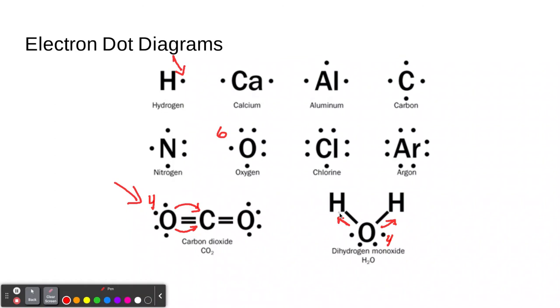So we are going to cover compounds and molecules and bonding very shortly in the upcoming videos. But those are valence electrons and electron dot diagrams for today.